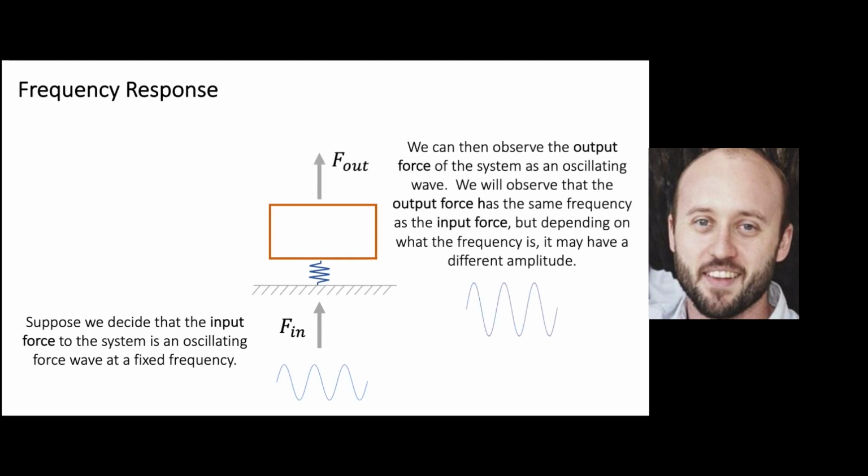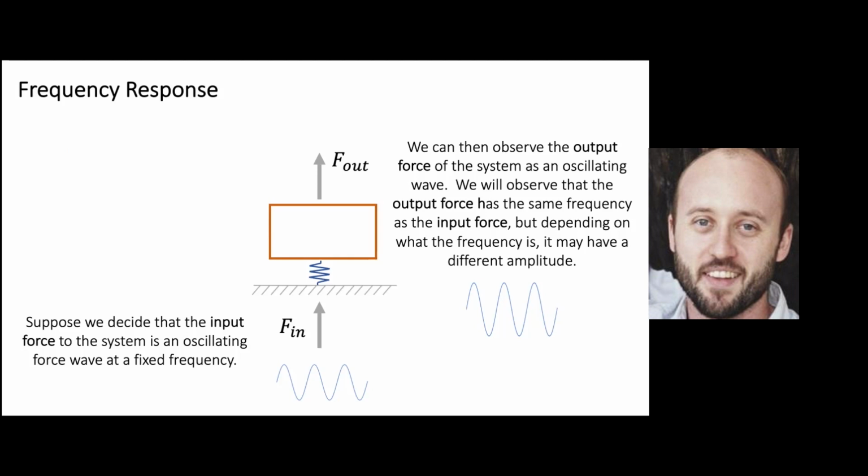What we could do then is measure the output force of the system, and what we would observe in this very simple example where we just have a mass and a spring, is that we're going to measure an output force, and it's going to have the same frequency as the input force, but it's oftentimes going to have a different magnitude. It could be very close to the same, it could be a little higher, much higher, it could be lower, but what we will observe naturally in systems is that the output is different from the input.